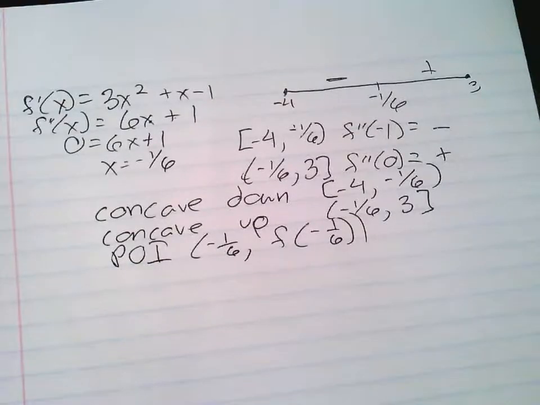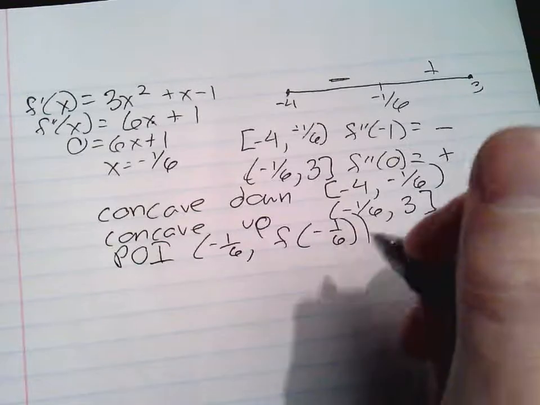The original function of negative 1 over 6, oopsie, calculator fell, is going to be 3.68.